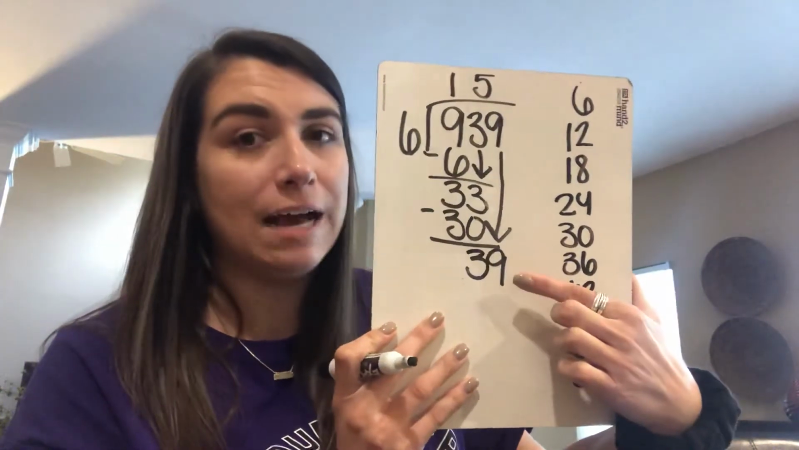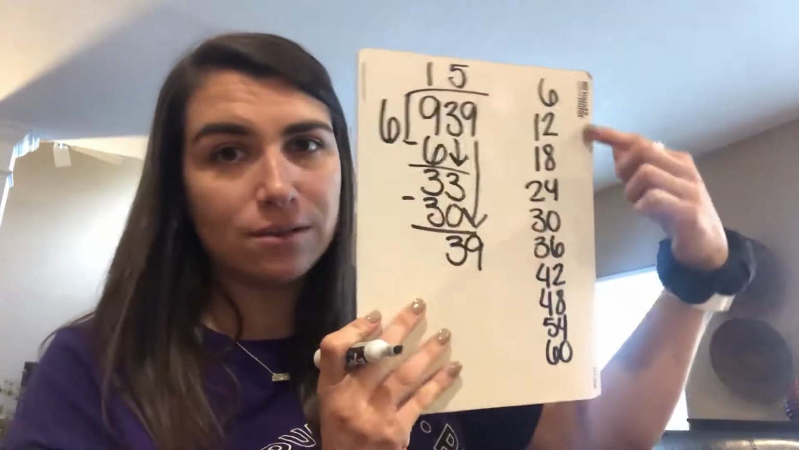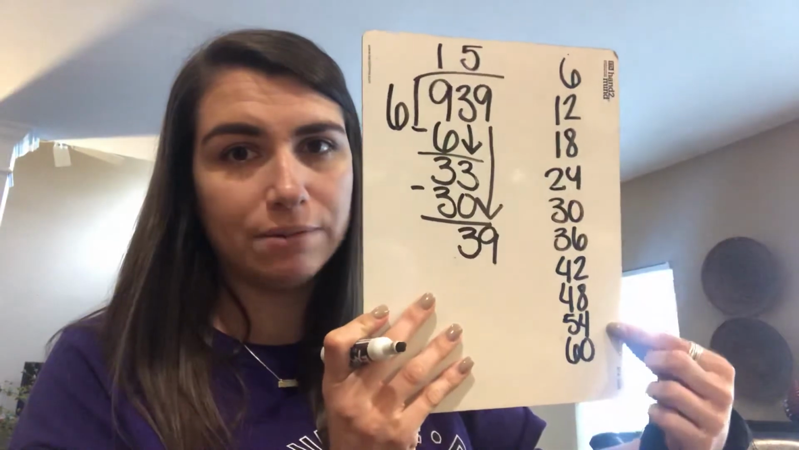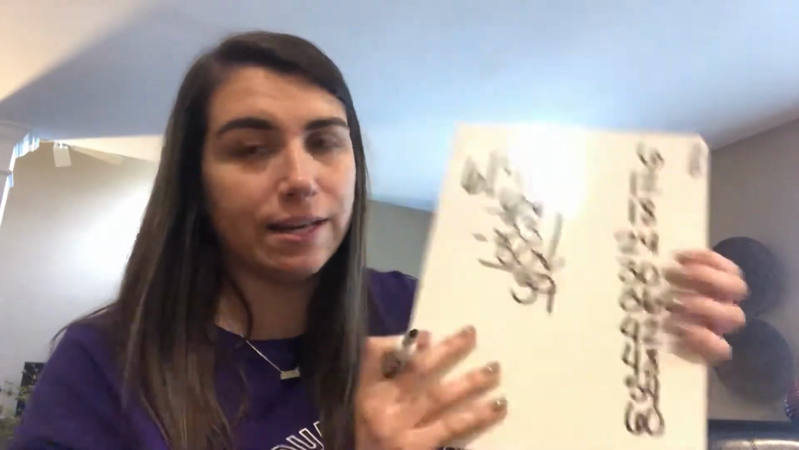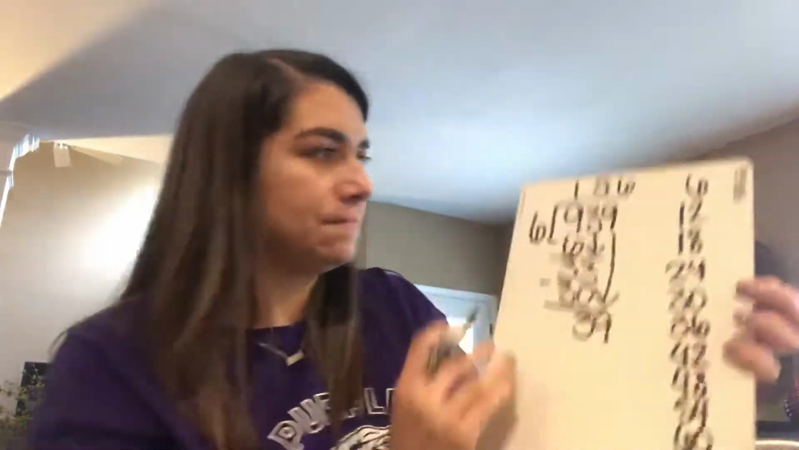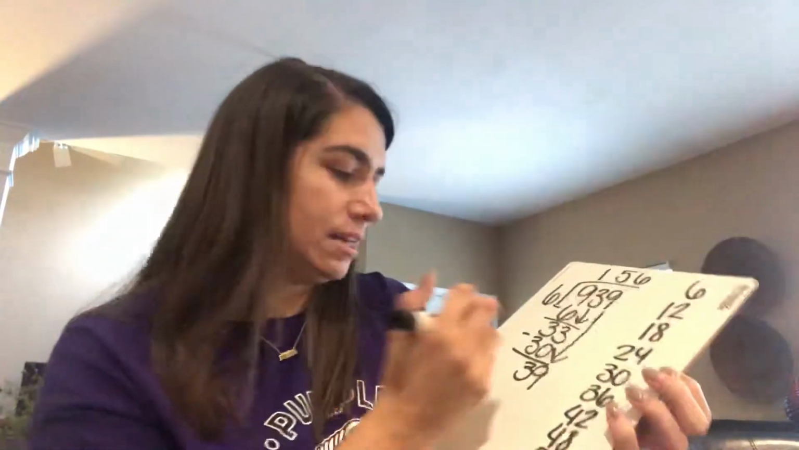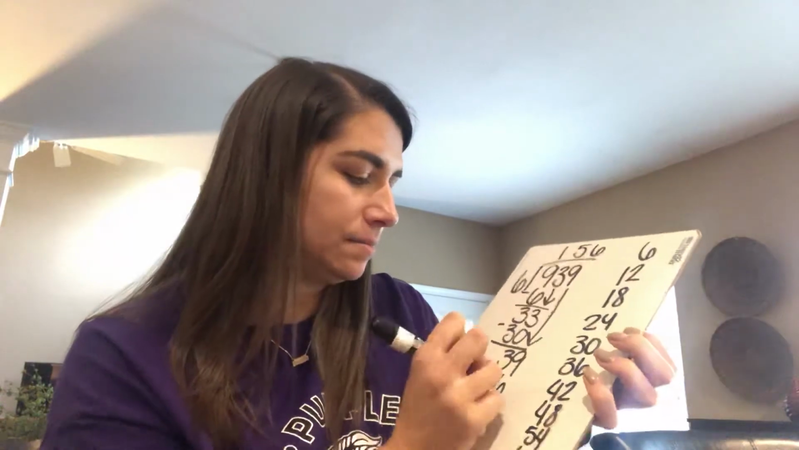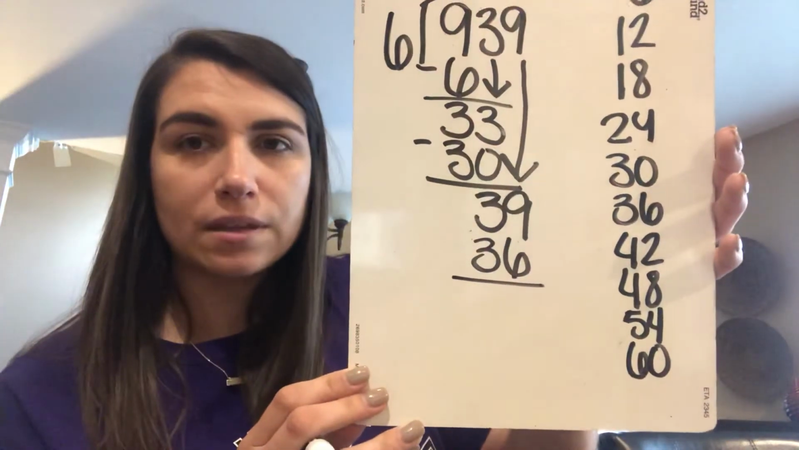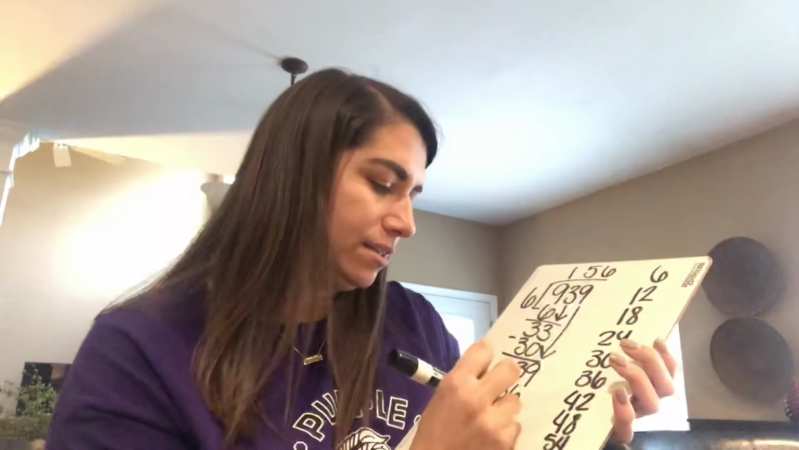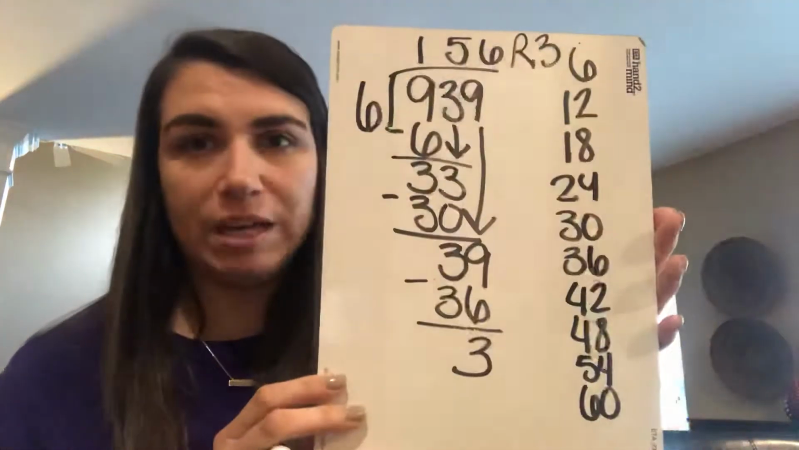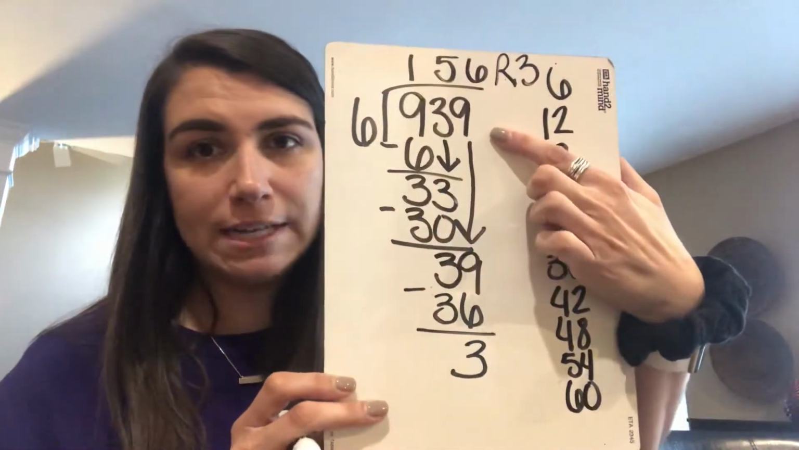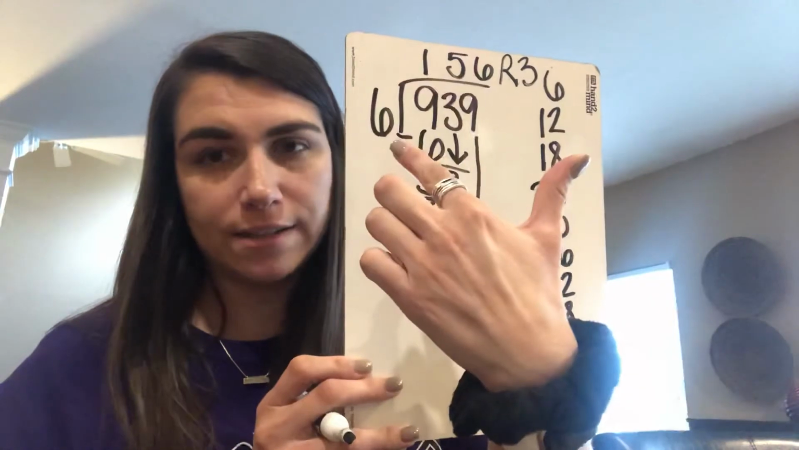So I repeat back to the top. 39 divided by 6. What times 6 gets you closest to 39 without going over? So I know it's going to be right in here, which is 6 times 6. So the 6 is going to go on the top. 6 times 6 is 36. Then 39 minus 36 is 3. So you should have gotten 156, remainder 3. I know that the 3 becomes the remainder. There's nothing else to bring down, and 3 is smaller than 6.